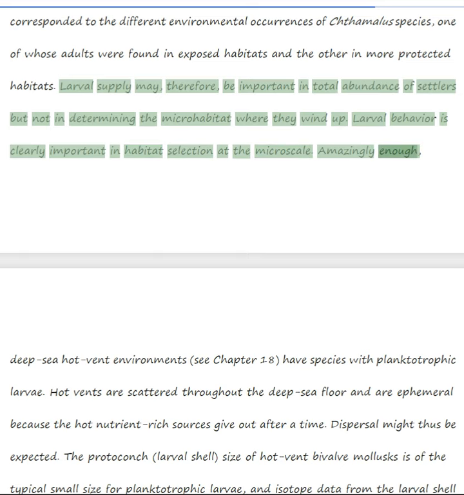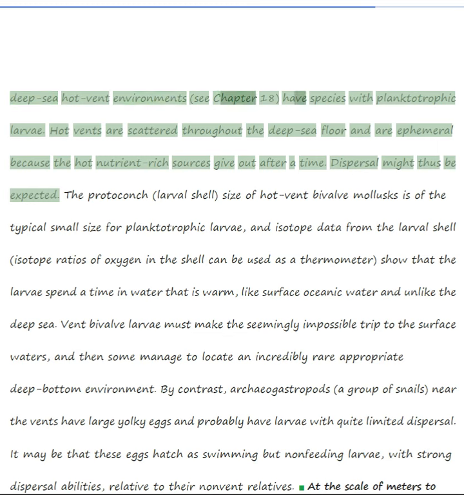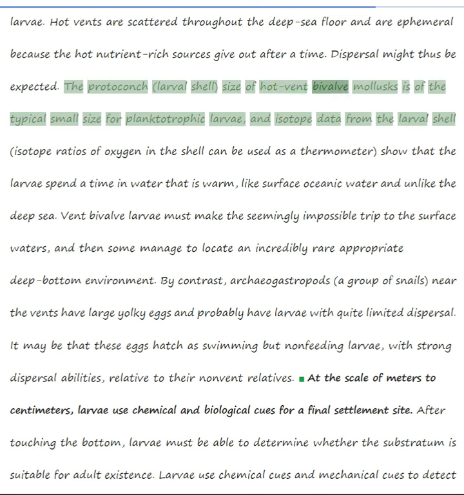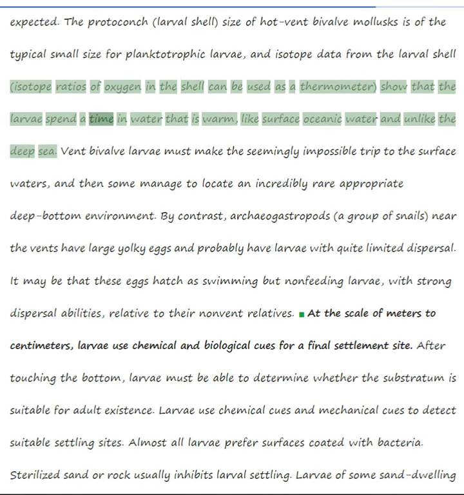Amazingly enough, deep-sea hot vent environments have species with planktotrophic larvae. Hot vents are scattered throughout the deep-sea floor and are ephemeral because the hot nutrient-rich sources give out after a time. Dispersal might thus be expected. The protoconch size of hot vent bivalve mollusks is of the typical small size for planktotrophic larvae, and isotope data from the larval shell show that the larvae spend a time in water that is warm, like surface oceanic water and unlike the deep sea.